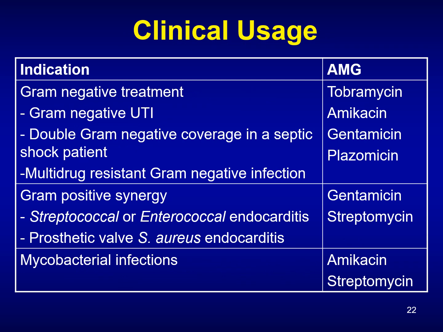In general, their usages are the following: either for gram-negative treatment, such as urinary tract infections, double empiric gram-negative coverage in septic shock patients, or for multi-drug resistant gram-negative infections. For these indications, tobramycin, amikacin, gentamicin, or plazomicin may be preferentially used. For gram-positive synergy, such as streptococcal or enterococcal or Staph aureus endocarditis, gentamicin or streptomycin usually are used, and then amikacin and streptomycin can also have mycobacterial activity.